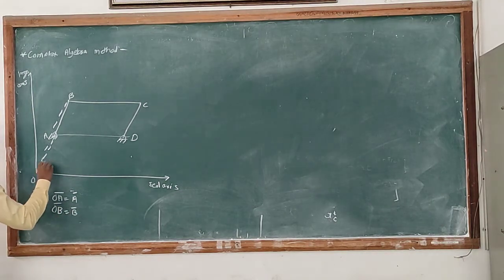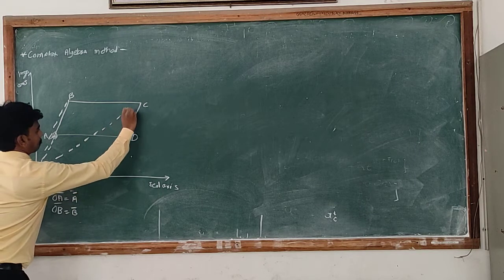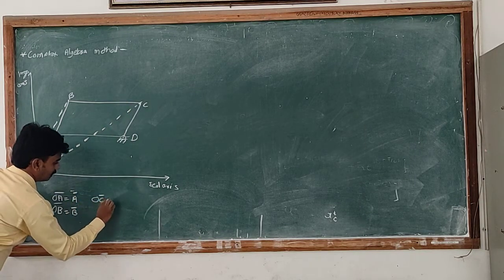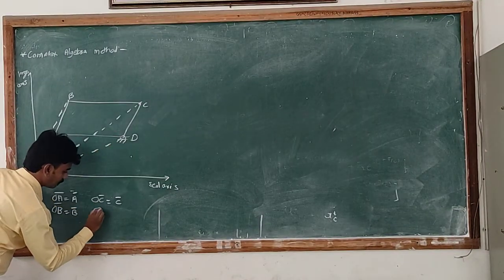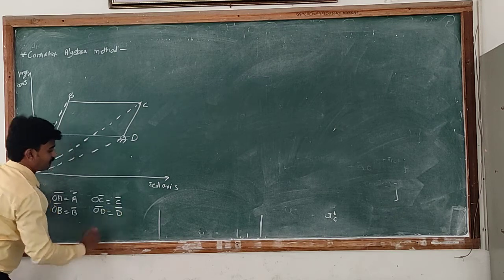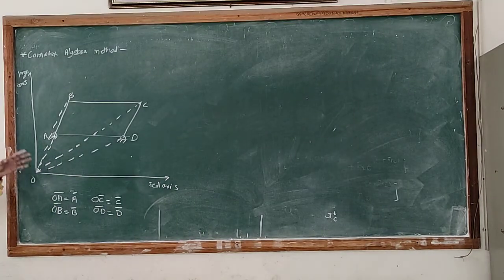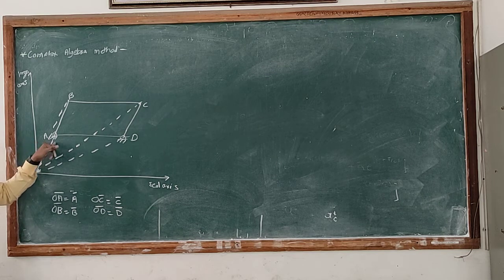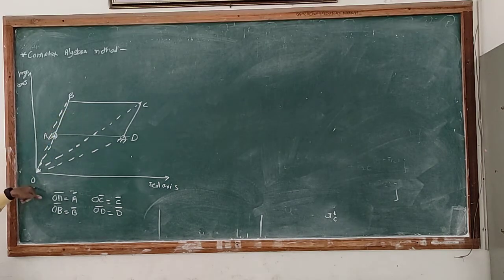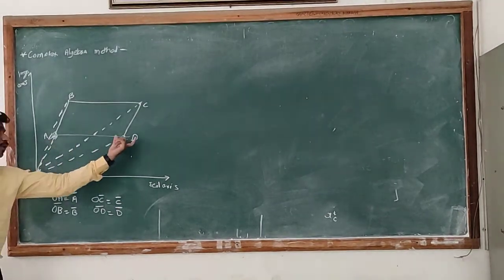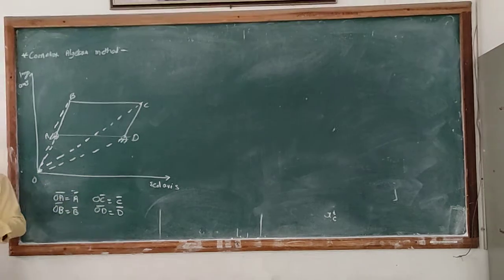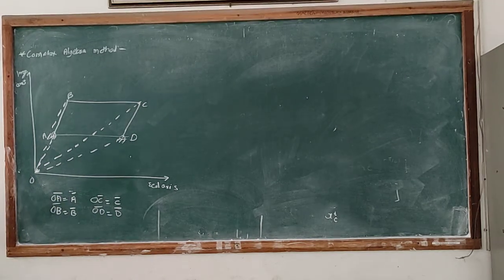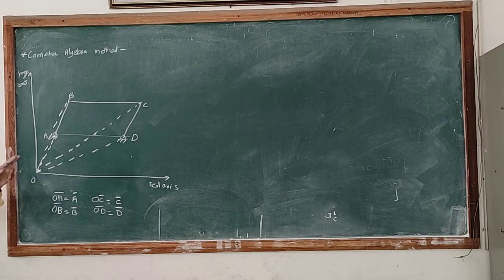Similarly, OC bar is equal to C bar, and OD bar is equal to D bar. Here we represent all the points, that is point A with respect to O, point B with respect to O, point C with respect to O, and point D with respect to O by A bar, B bar, C bar, D bar respectively.